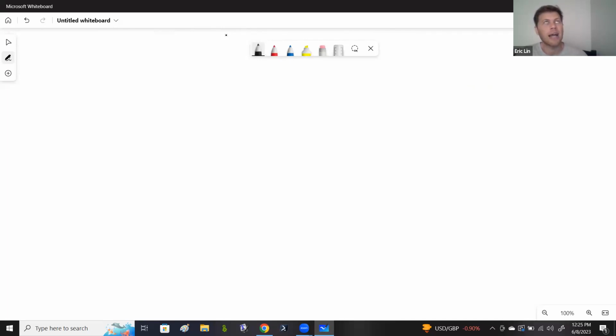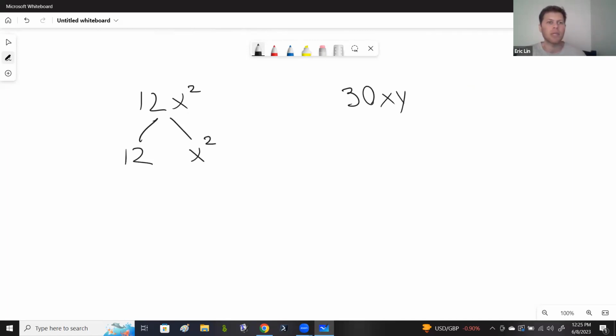So let's say I have 12x squared, and then I have 30xy. And I want to know what the greatest common factor between these two things is. So I'm going to do my method where I take numbers on one side, variables on the other. I'll split them up. I'll do numbers first. It's just a little easier for me to break them off and do them one by one. So I get 3, 2, and 2.